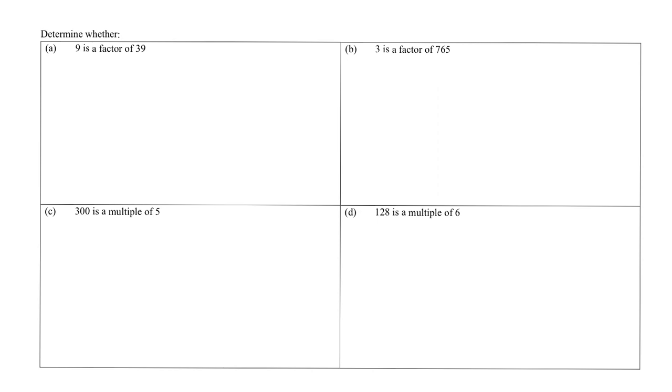Alright, so the working for this would then be whether 9 is a factor of 39. We just need to show the working. 39 divided by 9 will actually give us a mixed number, 4 and 1 over 3. Meaning that actually 39 cannot be divided by 9 exactly without leaving a remainder. So therefore, no.